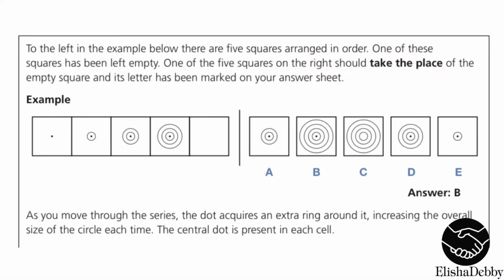To the left in the example below, there are 5 squares arranged in order. One of these squares has been left empty. One of the 5 squares on the right should take the place of the empty square, and its letter has been marked on your answer sheet. As you move through the series, the dot acquires an extra ring around it, increasing the overall size of the circle each time. The central point is present in each cell, which makes the answer B.